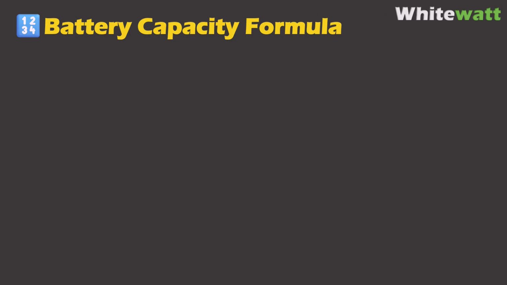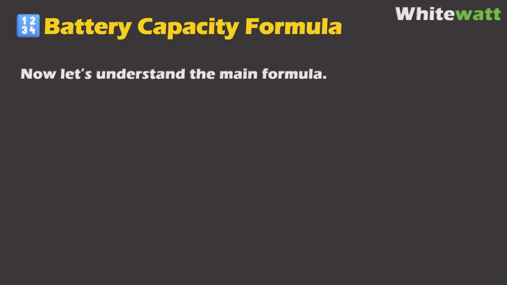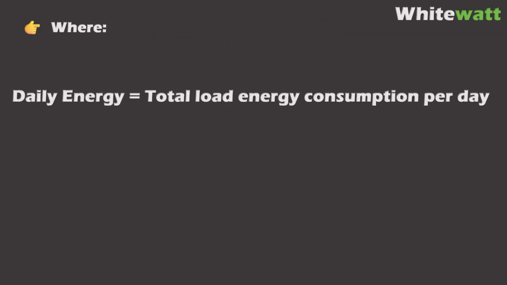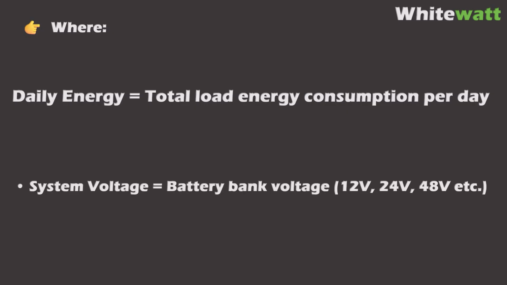Battery capacity formula. Now let's understand the main formula. The formula is battery capacity Ah is equal to daily energy Wh divided by system voltage V, where daily energy means total load energy consumption per day. System voltage means battery bank voltage: 12 volt, 24 volt, 48 volt, etc.